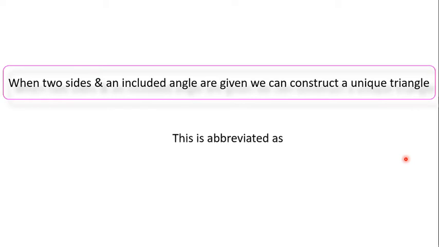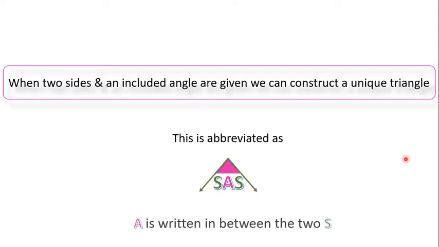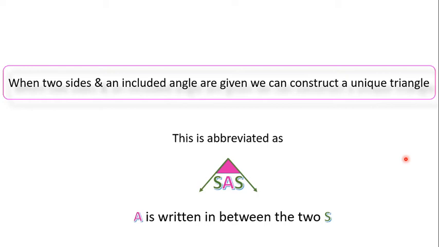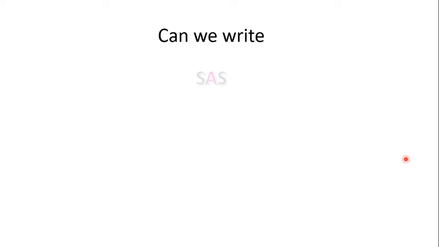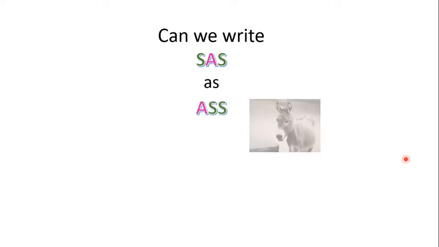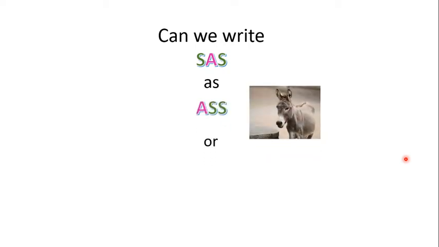So this is abbreviated as SAS. Please observe that the angle is written in between the two sides. He is saying that the angle is an included angle only. So can we write this SAS as ASS, or can we write this as SSA, friends? Please think for a while.